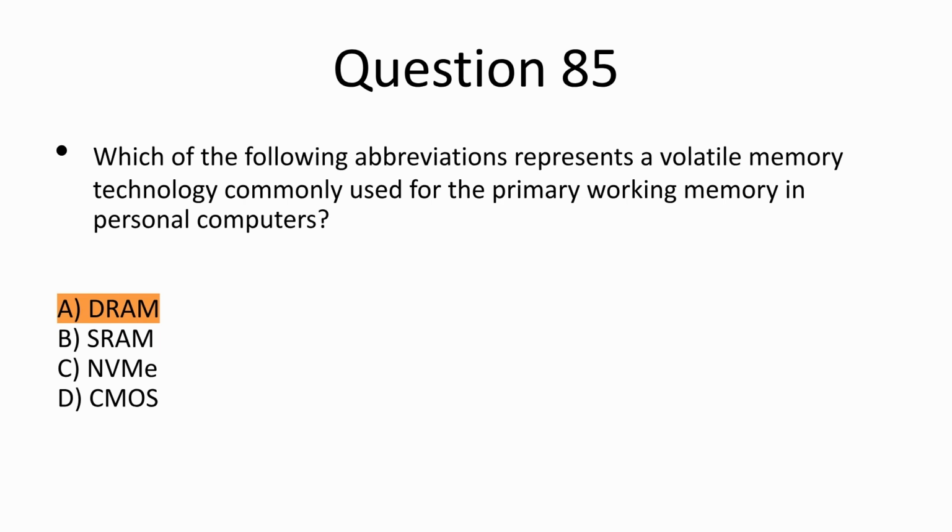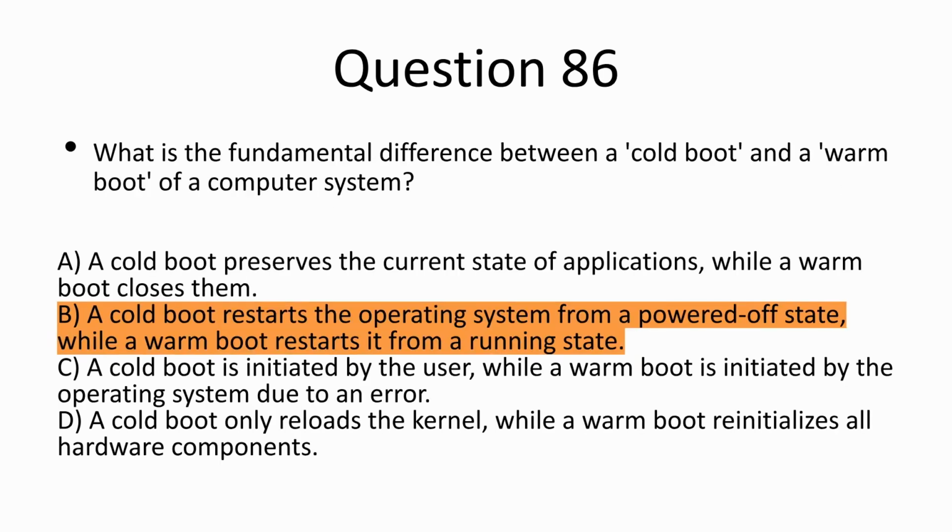Question 85 asks for the abbreviation representing a volatile memory technology used for primary working memory. The answer is A. DRAM. Question 86. What is the fundamental difference between a cold boot and a warm boot? B is correct. A cold boot restarts from a powered-off state, while a warm boot restarts from a running state.